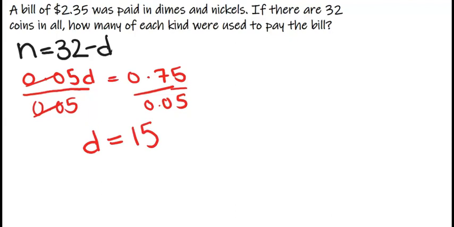Let's look at the equation we made first. It's N is equal to 32 minus D. So we have N is equal to 32 minus D, which is 15. 32 minus 15 is equal to 17. And now we know that there are 15 dimes and 17 nickels.